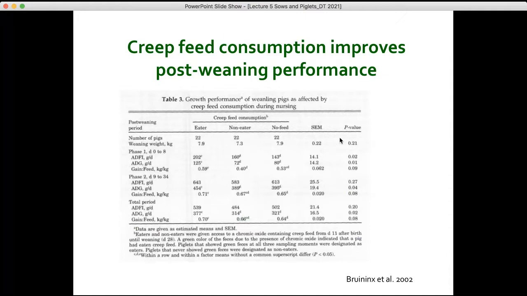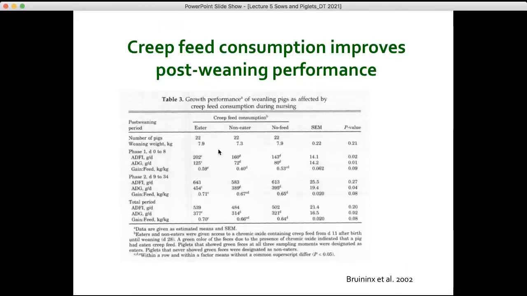So this is just some data. There's heaps of studies like this out there because creep feed and the potential benefits have been studied extensively. But this is just to show you an example of where they've looked at offering creep feed, and then defining their eaters and the non-eaters, and then the piglets that were not offered creep feed. And you can see that the eaters had an improvement in their feed intake and growth after weaning, and that continued for up to 34 days after weaning.